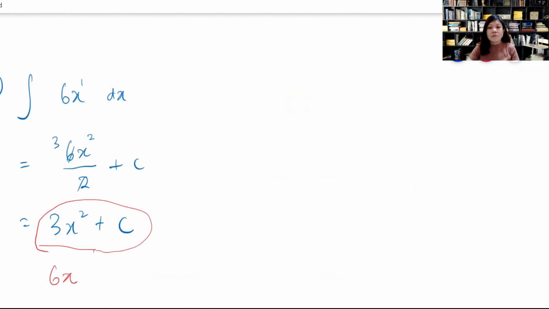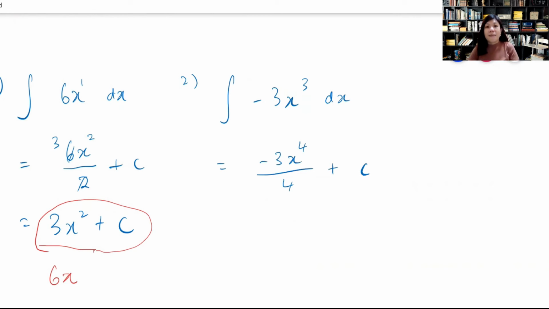Okay, let's move on to another example here. So we're going to have this here, and power 3. So what is the integration? What you do is the power plus 1, divided by the new power, and plus c. So wherever you can do simplification, simplify, otherwise we can just put the answer as it is.